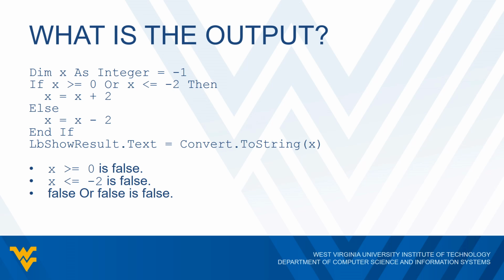So now we're going to go into the else portion of our statement. So we're going to take x and subtract it by 2. So we have -1 minus 2. That gives us -3. We store that into x. We convert it to a string, put it into our label, and therefore our output is going to be -3.